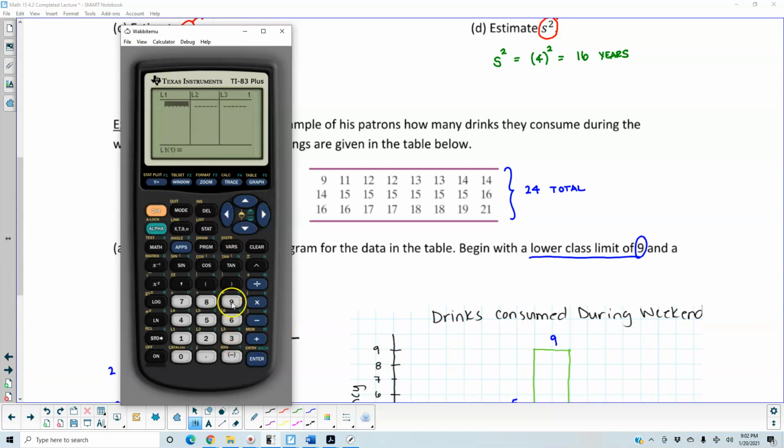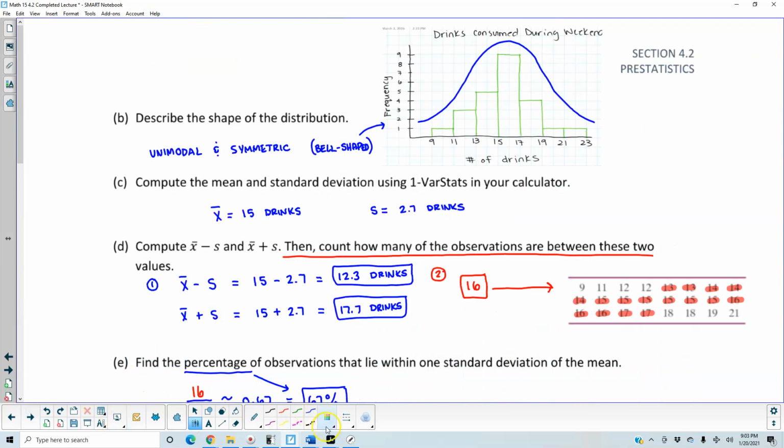in our numbers. So 9, 11, 12. So all the numbers now have been tabulated into L1. We're going to get to the home screen, so we're going to hit second quit. And then we're going to go to one-variable stats. So let's go ahead and do that.